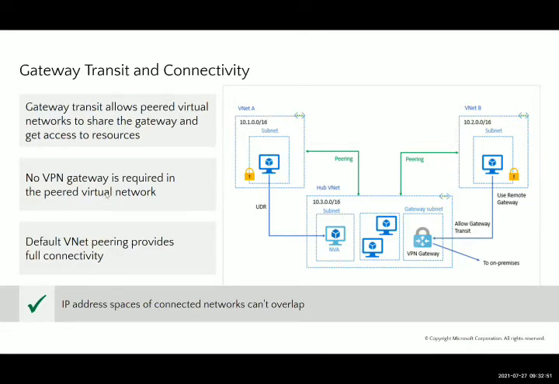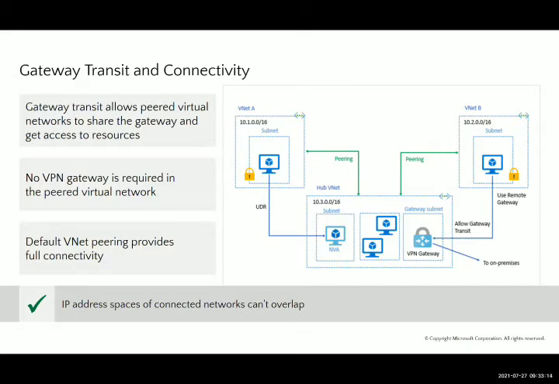Clear. Okay, second. No VPN gateway is required in the peered virtual network. What is this? It means the communication is already there. So why do we need a VPN gateway? Because it's already peered, right? Everything you can access here and there, to and fro. Both ways it will work, right?